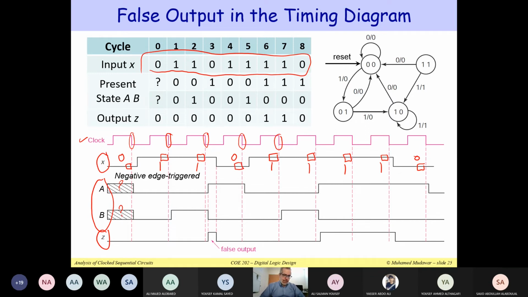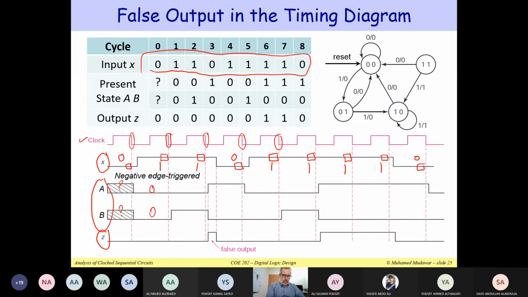So when the input X is equal to 0, this will force the state to become 0, 0. Notice that the change in the state is synchronized because these flip-flops are connected to the clock. Therefore, they change at the negative edge of the clock. So here we start. When we apply the input X equal to 0, the next cycle after the negative edge, we are changing the state to become 0, 0.